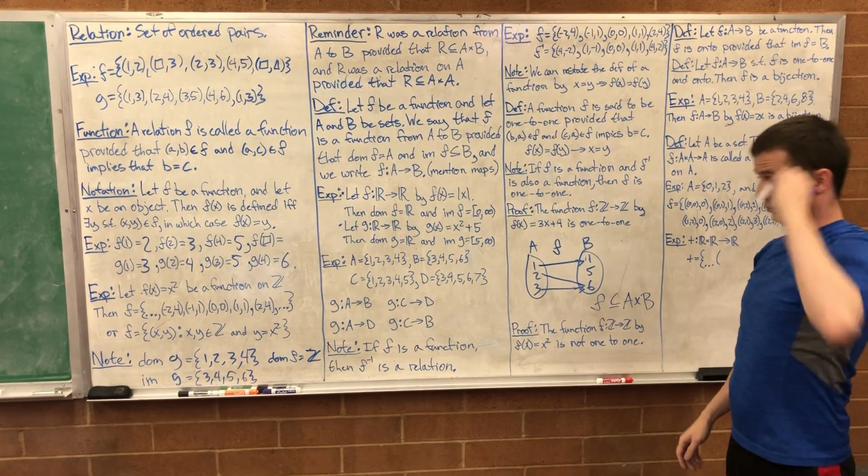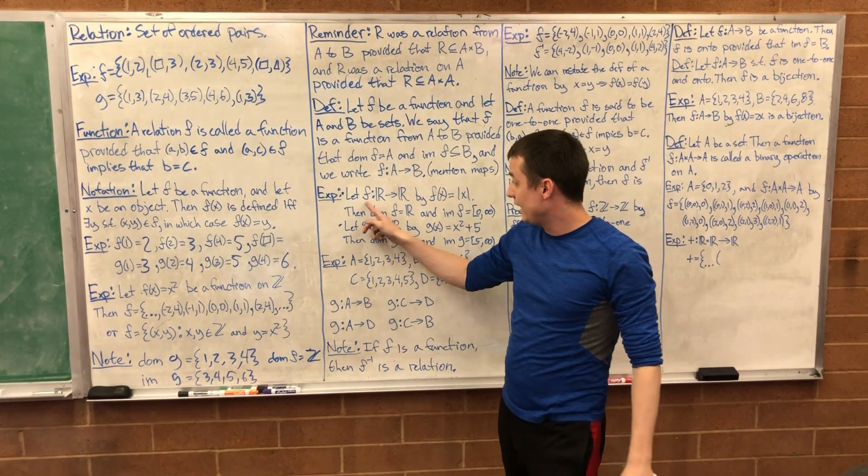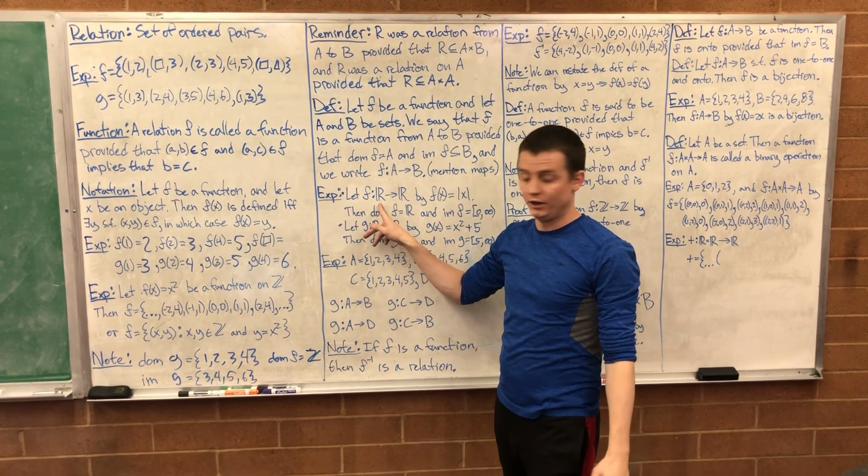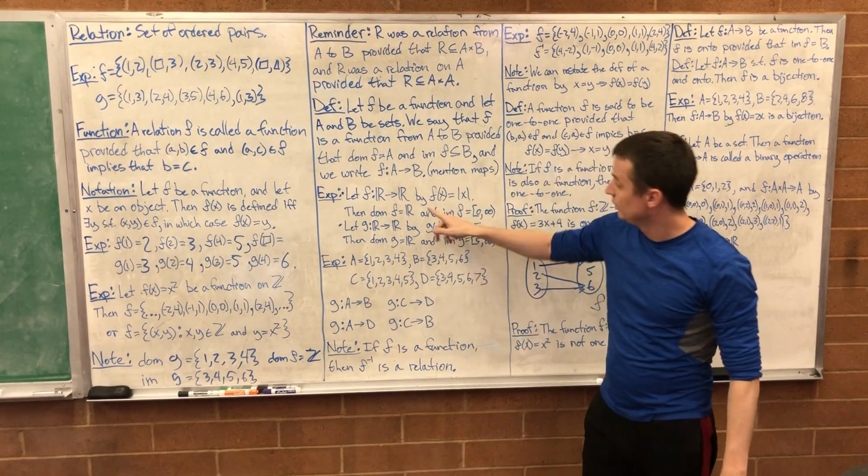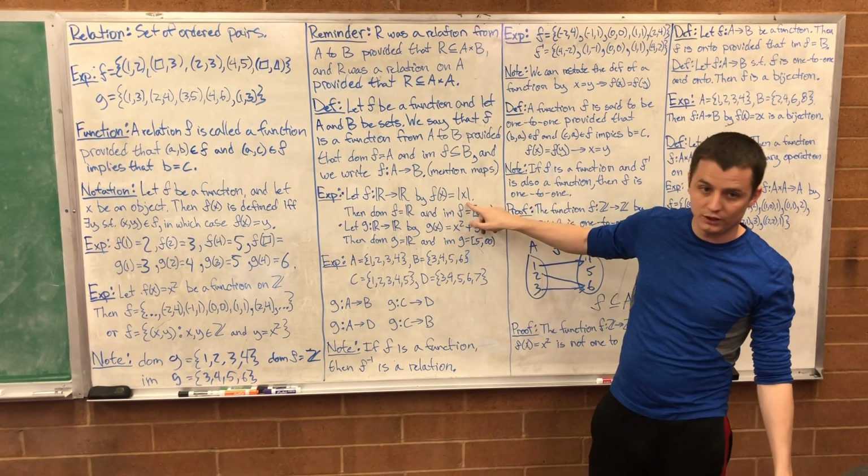So let's look at some examples. Let f be a function from all the real numbers to all the real numbers by f of x equals the absolute value of x.